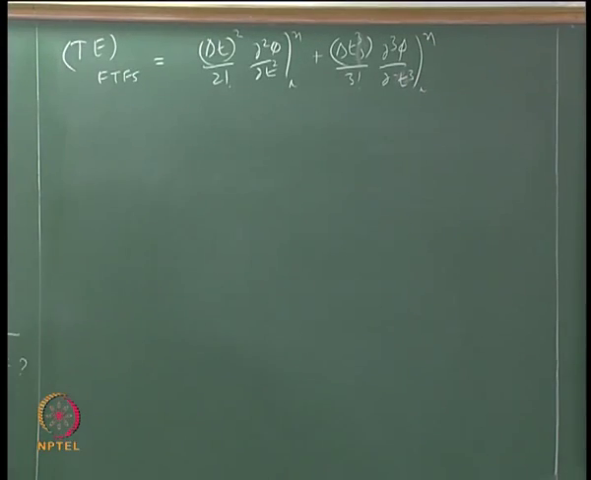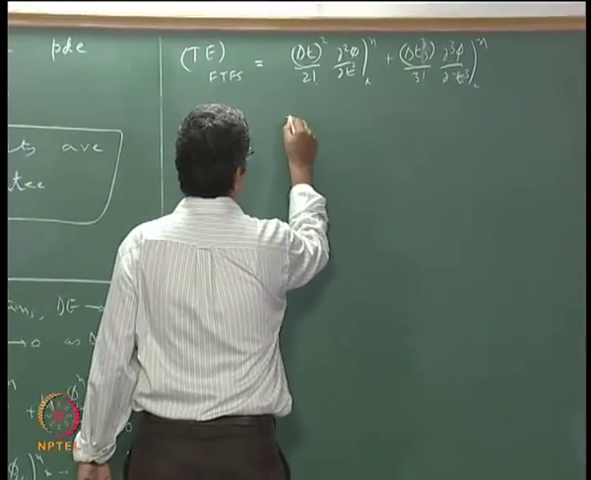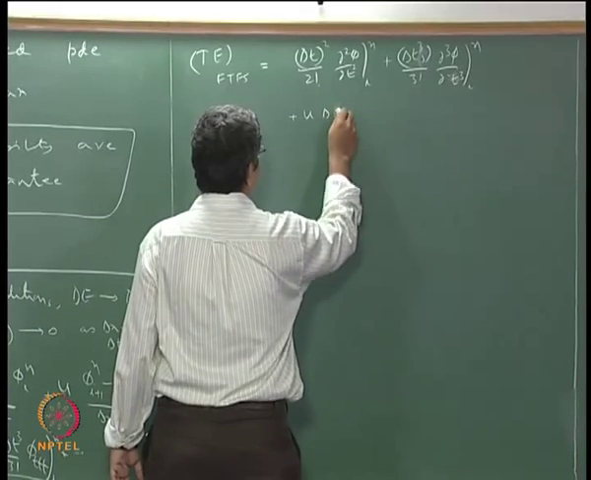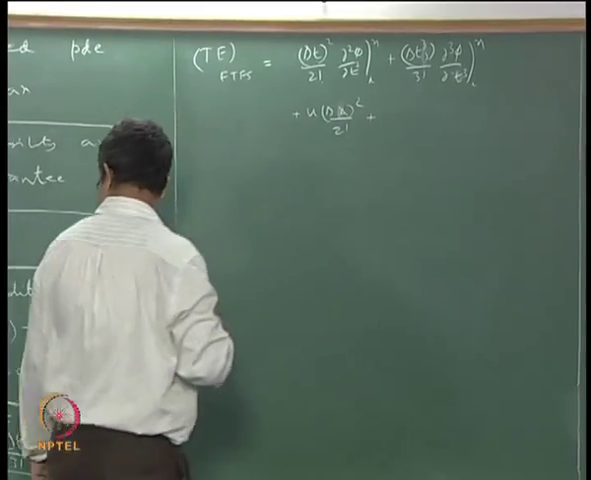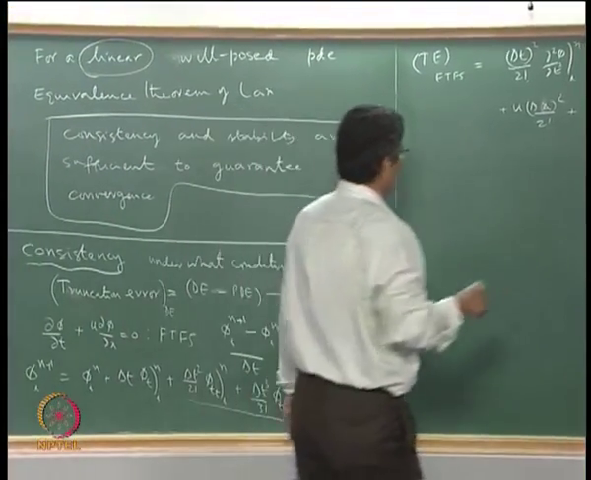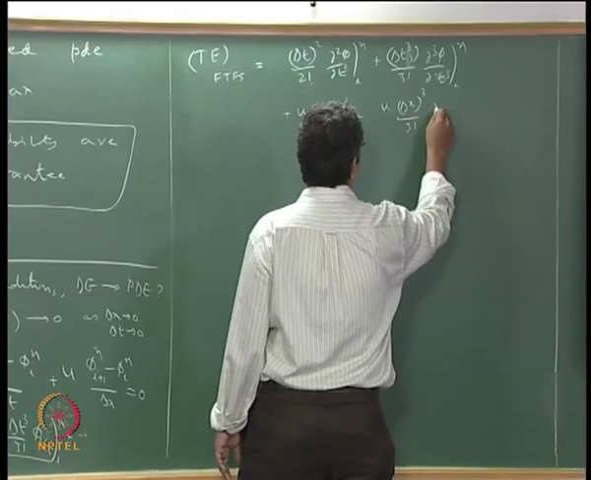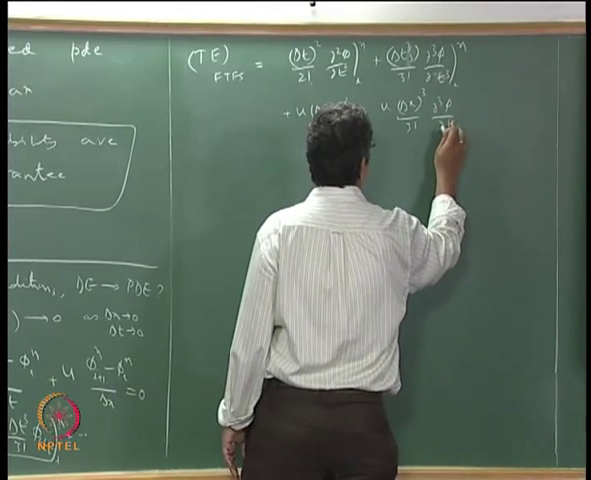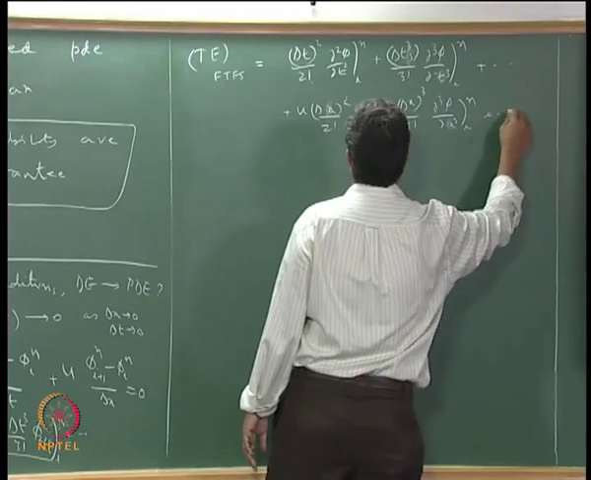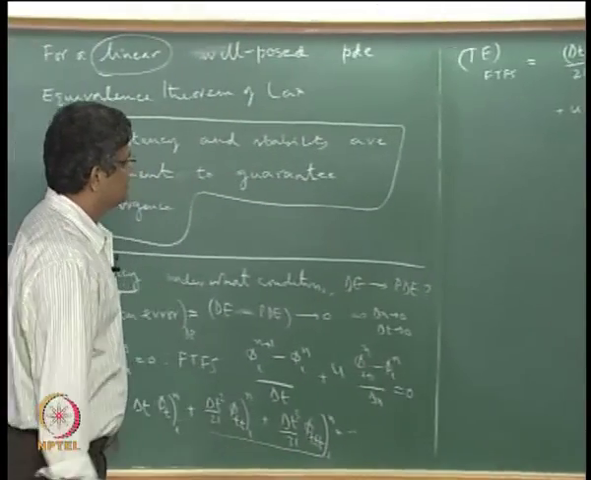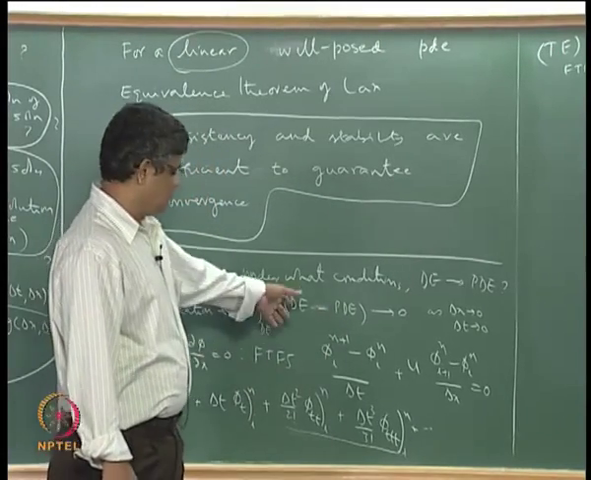coming from the time derivative, if we take the first 2 terms, plus u delta x squared by factorial 2, plus u delta x cubed by factorial 3 ∂³phi/∂x³ at i, n, plus so on.